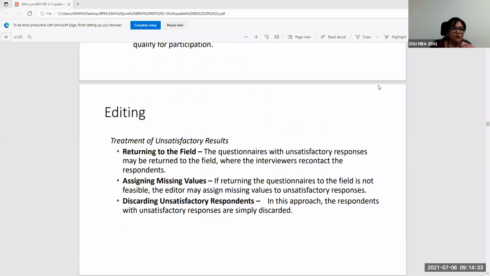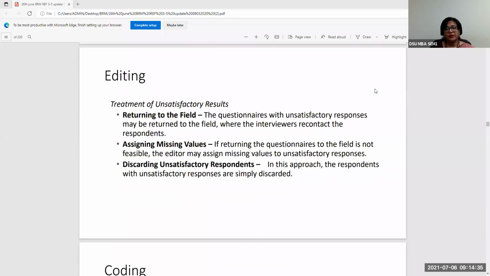All right. So now what do you need to do when you are looking at the data preparation process as part of the editing, having checked the questionnaire and the data collection instrument? There are certain things that you need to do, which is to deal with the treatment of unsatisfactory results. So you may have to return back to the field. The questionnaires which have unsatisfactory responses may be returned to the field, where the interviewers recontact the respondents. And that's why I said the contactability of the people who have answered your questionnaire is very important.